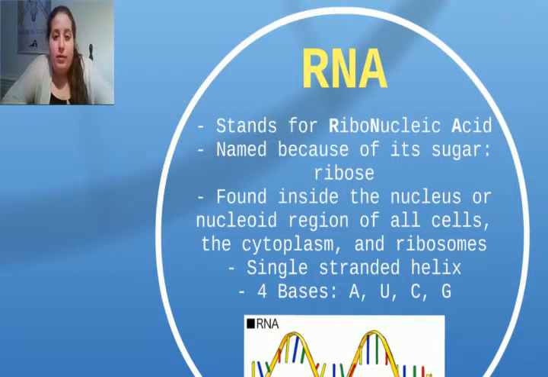It's also found inside the nucleus and nucleoid region of all cells, but RNA can also be found in the cytoplasm and in the ribosomes. Remember, the ribosomes were like the protein factories of the cell, and the cytoplasm was the jelly-like fluid. Unlike DNA, RNA only has one strand, so it's called a single-stranded helix, and its 4 bases are A, U, C, and G. So instead of a T, RNA has a U.